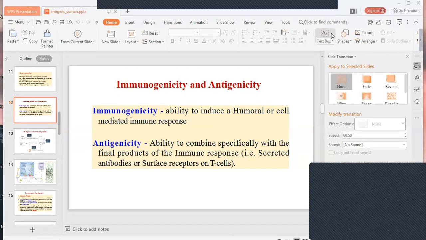And antigenicity means it's the ability of an antigen to complex with an antibody, how it combines specifically with the final product. And here the final product is nothing but antibody. So complexation between antigen and an antibody is known as antigenicity.